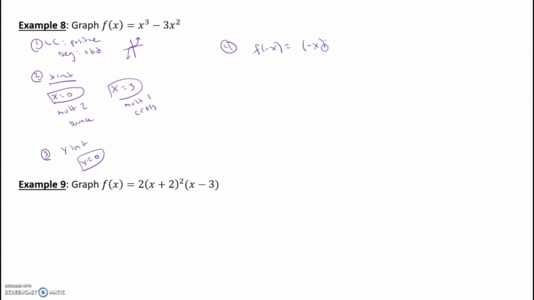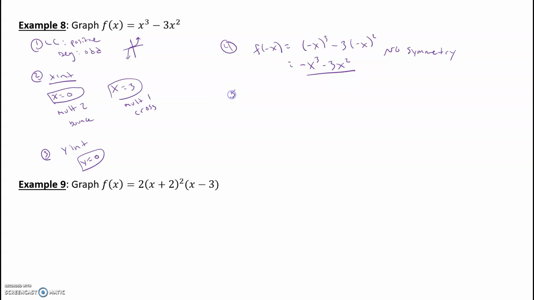So we had negative x cubed minus 3 times negative x squared. Here you wind up with negative x cubed, because negative x times negative x times negative x. Here you wind up with positive x squared times negative 3, which is negative 3x squared. So here, it's not completely the opposite. It's close, but this would have had to be a plus 3x squared. So we don't have symmetry over the y-axis or the origin. So we don't have that going on for us.